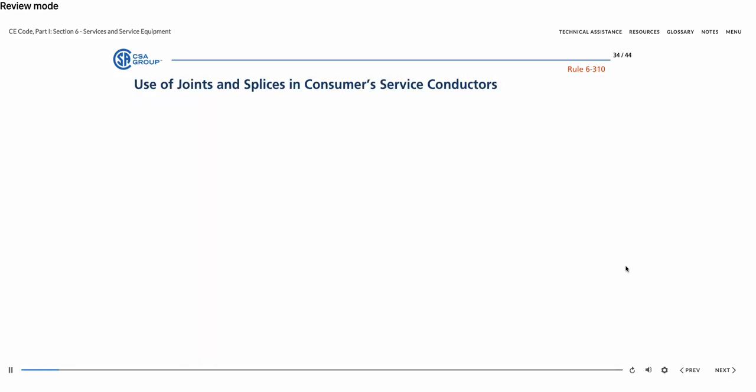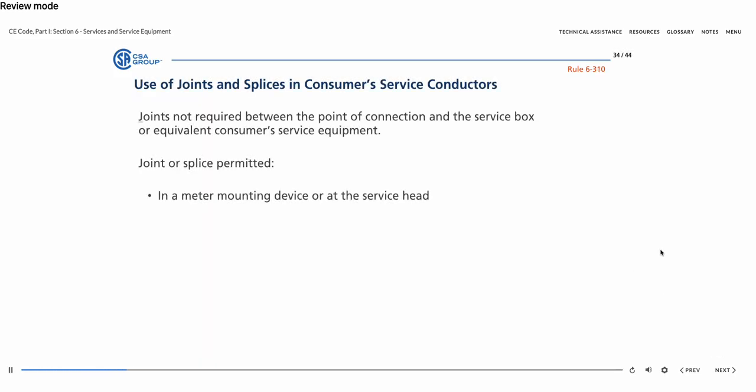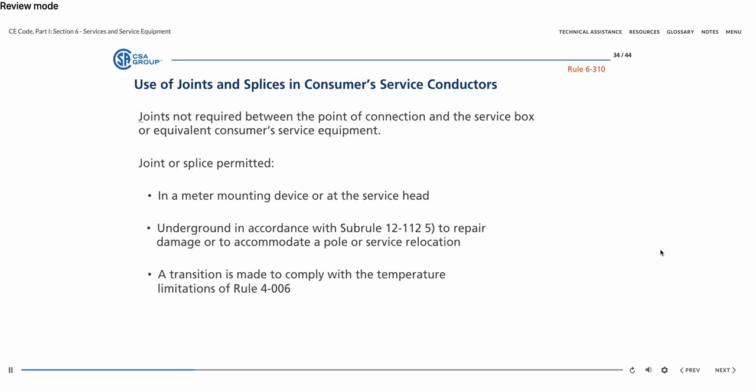Rule 6-310 prohibits joints and splices in the consumer service conductors. However, it is permitted to splice to comply with Rule 4-006 in service equipment, to repair damaged conductor, and to accommodate service relocation.